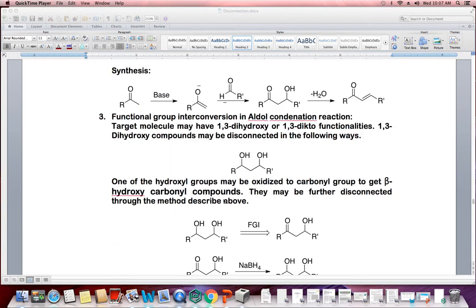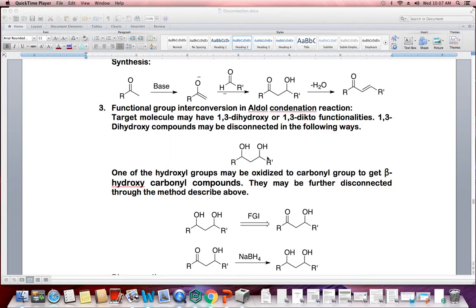In the third case, we have hydroxyl functionality at 1,3 positions.